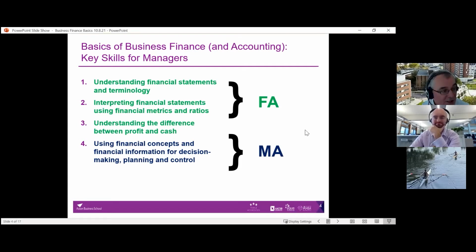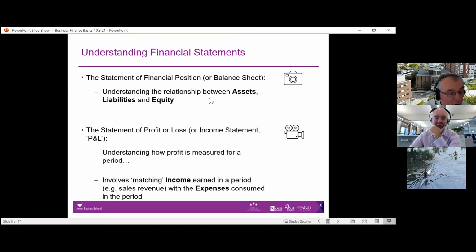So what I'd like to do for the next half an hour or so is provide you with an overview of one of these key skills, which is understanding financial statements. And there are two main statements in accounting, as you possibly know. There's something that we nowadays call the statement of financial position, which for most of my career was known as the balance sheet. So it's exactly the same thing. Accountants have a habit of having more than one way of describing things, which doesn't help, I'll be honest.